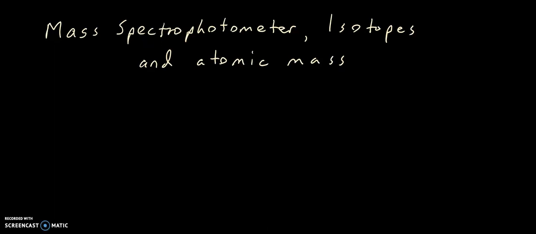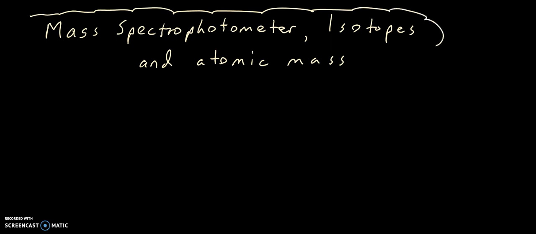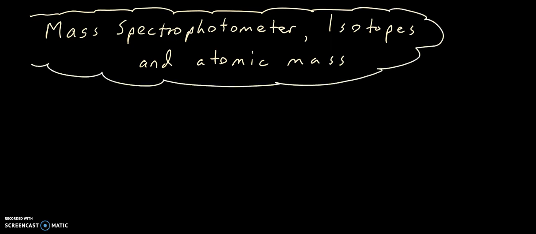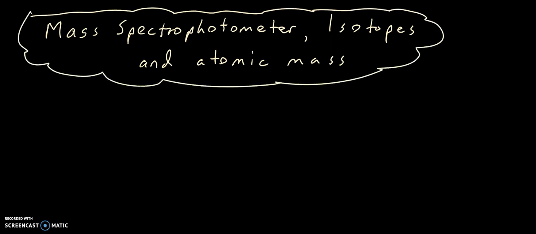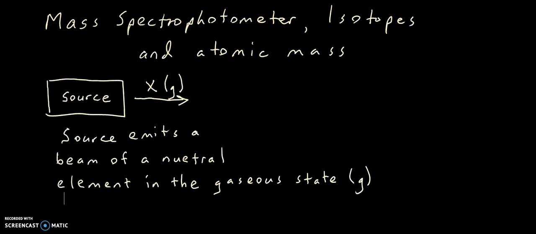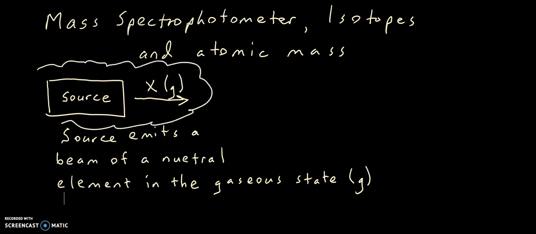We're going to focus on an instrument known as a mass spectrophotometer, the concept of isotopes. Now, this is all put together to determine the atomic mass of an element. In a spectrophotometer, there's a source, and the source will emit a beam of a neutral element, and we'll just call our neutral element X, in the gaseous state.